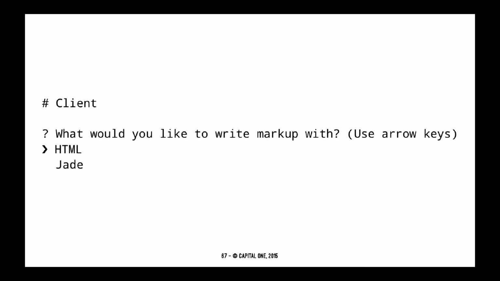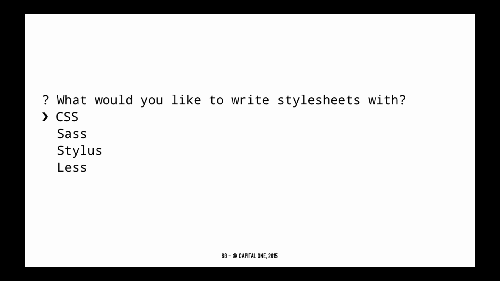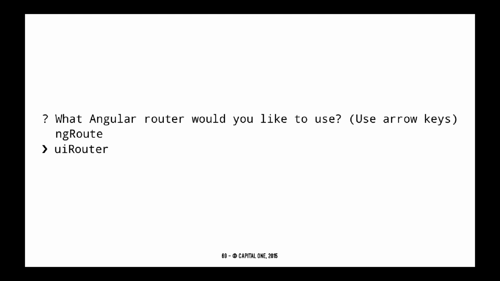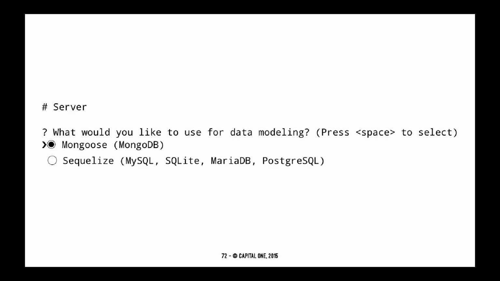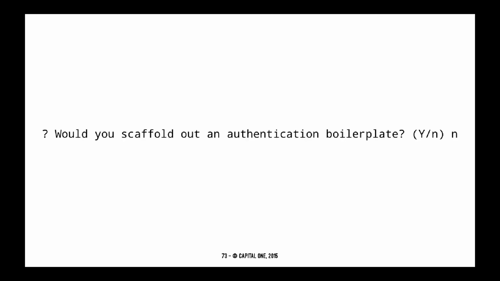These are the questions. We have options between Jade and HTML templates for the client. We can choose between Less, Stylus, Sass. I prefer Stylus personally. Then we have two options for the Angular router. That's the library that will enable beautiful URLs in the browser window. We want to include Bootstrap, obviously. UI Bootstrap, yes. Then we would choose Mongoose and MongoDB.